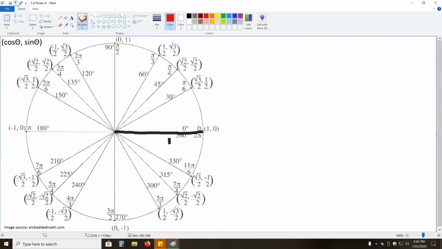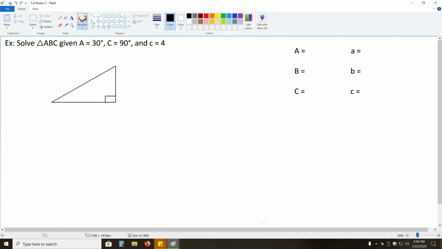Okay, so from here, we can continue on to our last slide of this video. We want to solve the triangle ABC given A is 30 degrees, C is 90 degrees, and side C is 4.